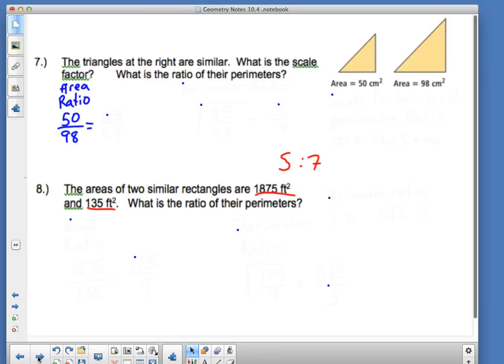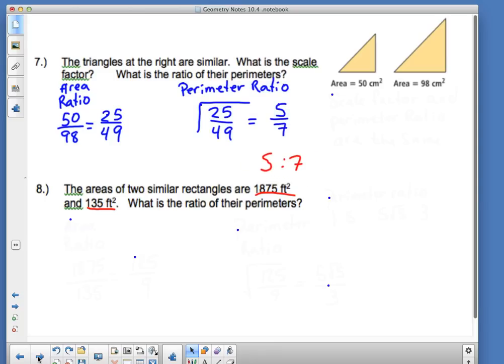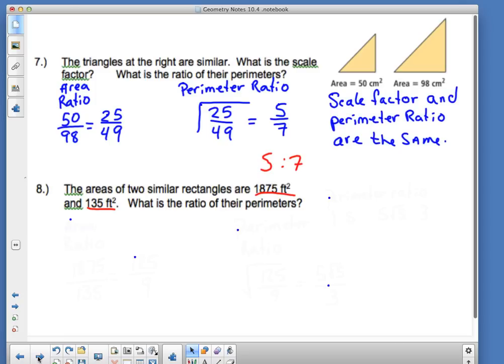Area ratio is 50 to 98. Okay, I put that on there because if I set up a ratio and I forget, I could get confused on which direction I'm going. I reduce because that's been my practice. Hey, 25 and 49, they're actually perfect squares. So now for my perimeter ratio, I take their square root and I get 5 to 7. And I can write it this way. But now I want you to make sure you realize scale factor and perimeter ratio are the same deal. So once you get 5 to 7, I don't have to do it twice. It's 5 to 7 and 5 to 7. But if I have two blanks on a test or a quiz, put them both in. Even if it's the same value, 5 to 7, 5 to 7. Okay? Any questions on that?